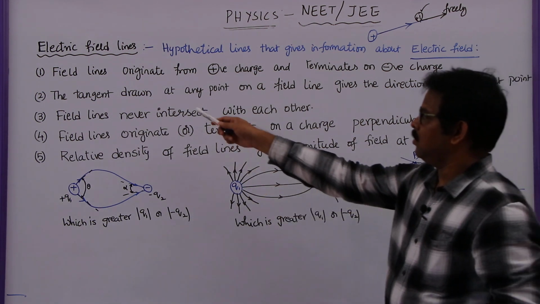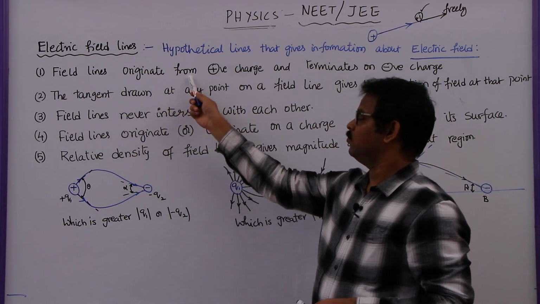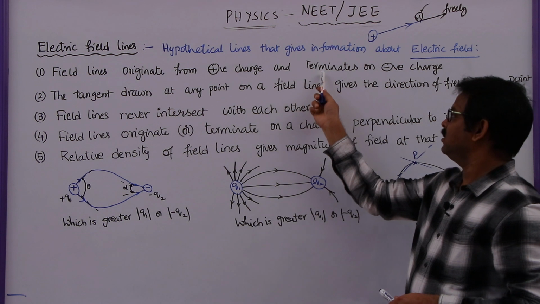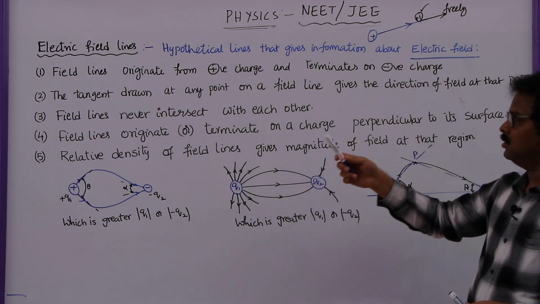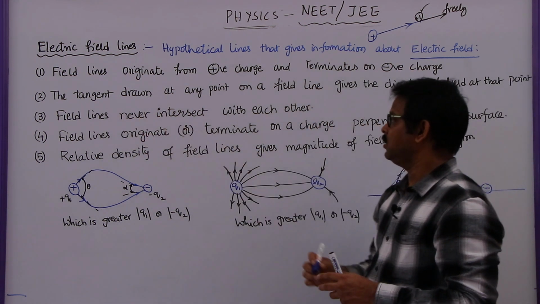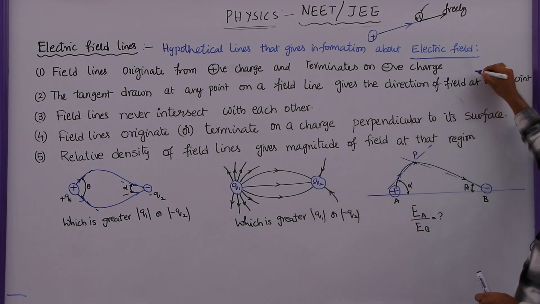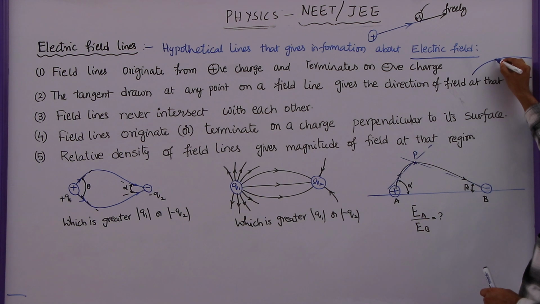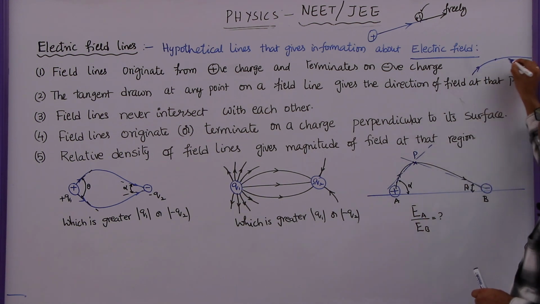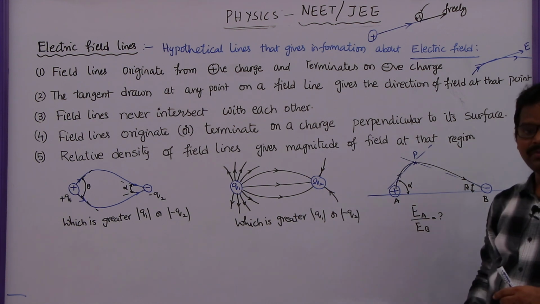Electric field lines always originate from the positive charge and terminate on the negative charge, that we know. The tangent drawn at any point on a field line gives the direction of the field at that point. Let us say this is a curved line. Here if I want to find the electric field, draw a tangent to this one. This will give the direction of the electric field.